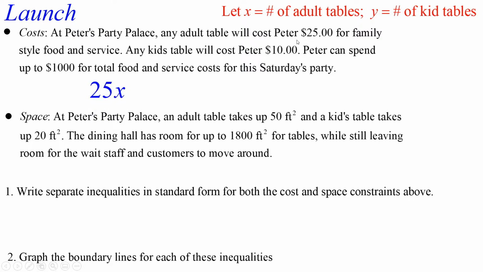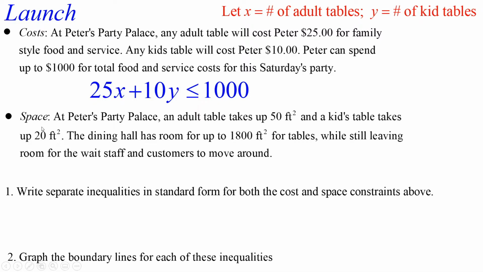All right, and then any kids table will cost Peter $10. So y is the number of kids tables, so let's go plus 10 times y. Peter can spend up to, and you guys know up to, that would be less than or equal to $1,000. Less than or equal to 1,000. And this is an inequality in standard form for the cost constraint to take a group of people to Peter's Party Palace. Now, we have another constraint, and it's space.